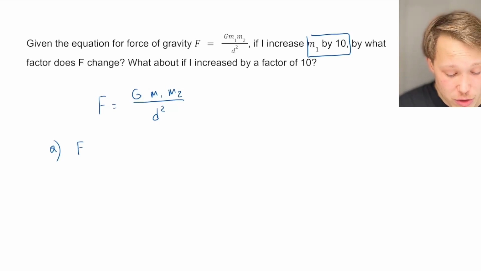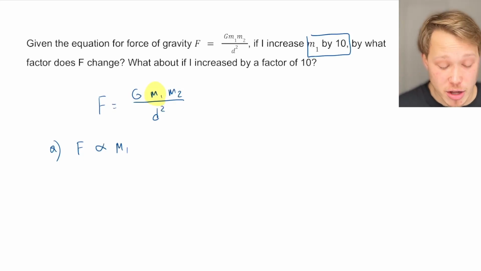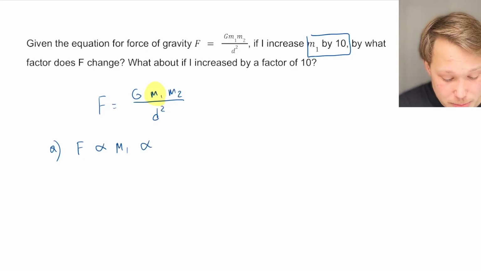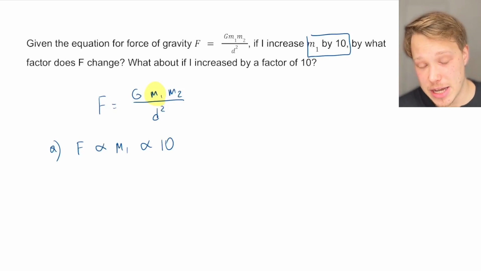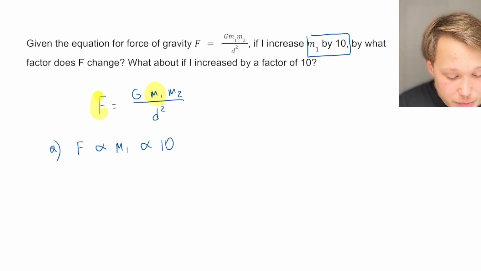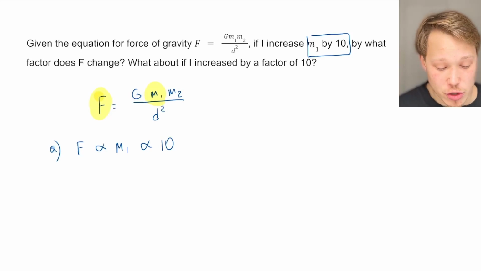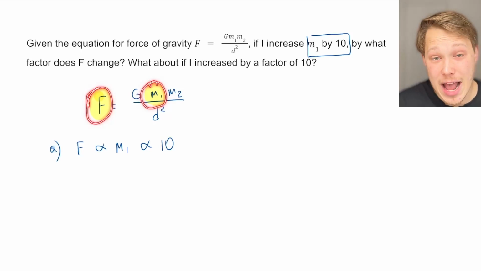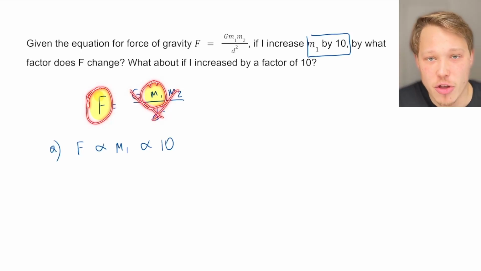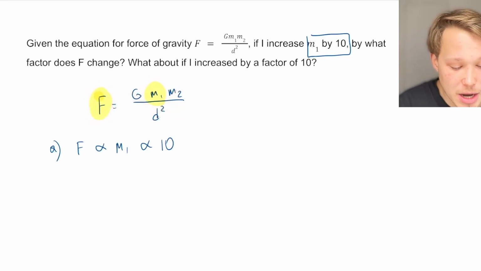So therefore, I can rewrite F is proportional, right? If I just keep everything the same except m1, it's going to be proportional to m1, and I can drop everything else. Then if m1 increases by 10, I plug in 10 for m1, so F will also change by 10. In other words, the force and the mass are directly proportional. So if I increase this by 10, this will go up by 10 as well. Remember, when I answer these questions, I don't have to care about all these other variables that basically remain constant.